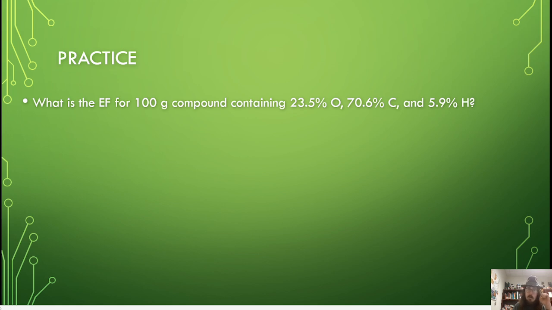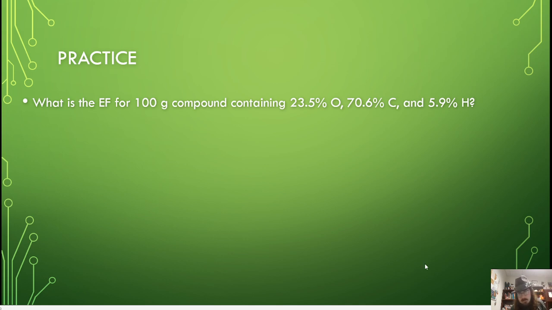One more. This one's a little bit trickier. 100 grams of a compound contains 23.5% oxygen, 70.6% carbon, and 5.9% hydrogen.